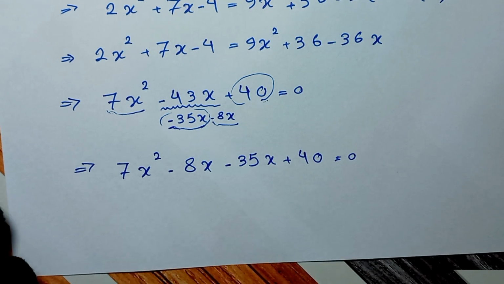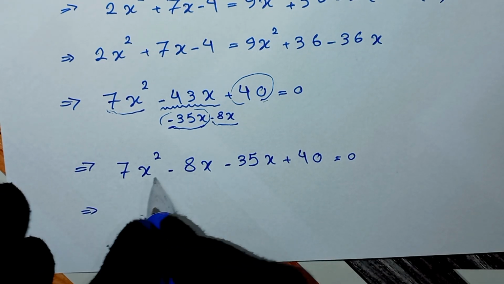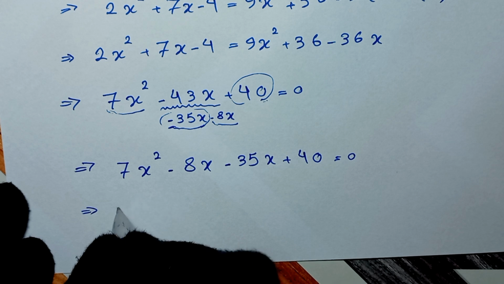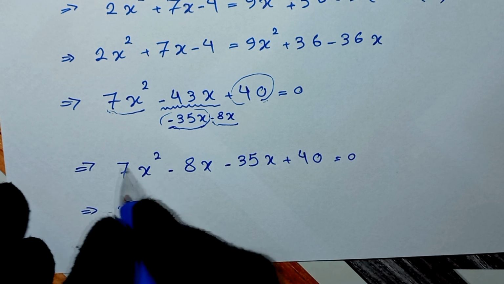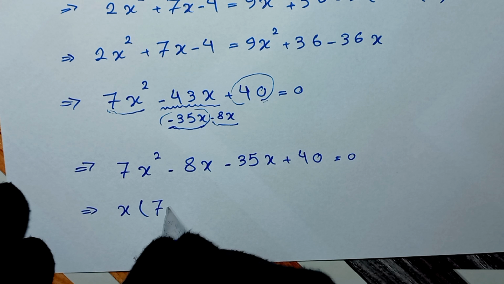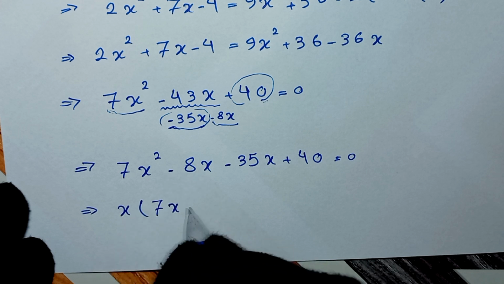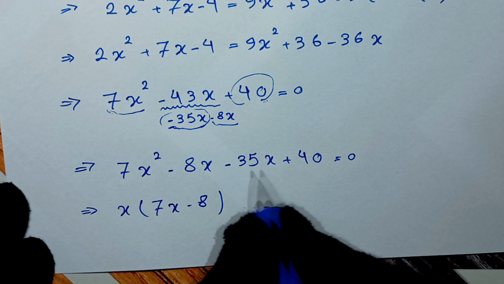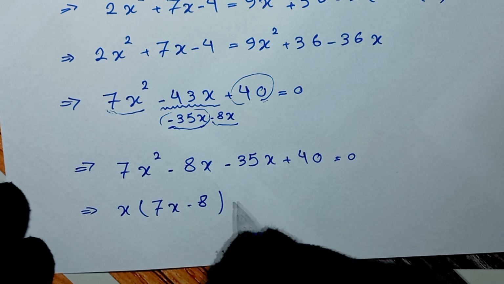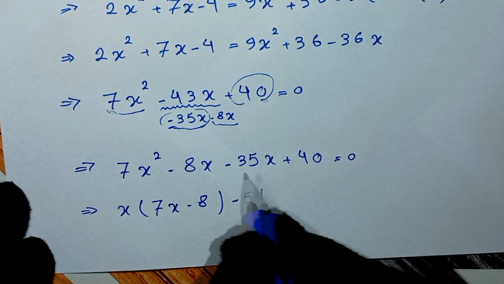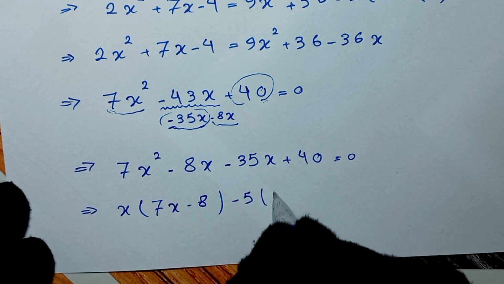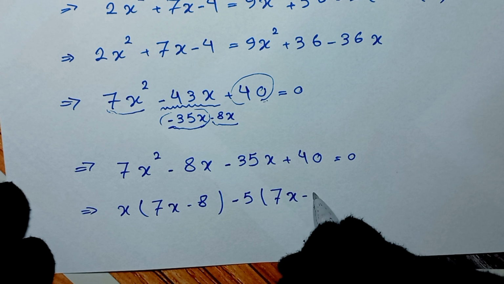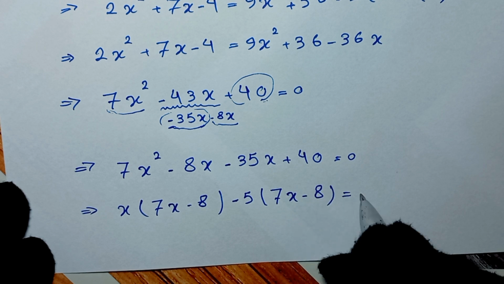And next step, from these two parts, we factor x, and it will be this divided by x, it will be 7x, and this divided by x, it will be negative 8. And for these two parts, we factor negative 5. So factor negative 5, and this divided by negative 5, it will be 7x, and this divided by negative 5, it will be negative 8, and is equal to 0.